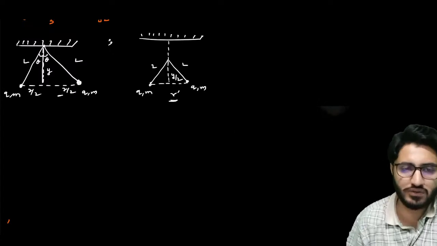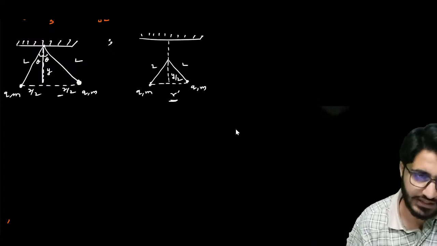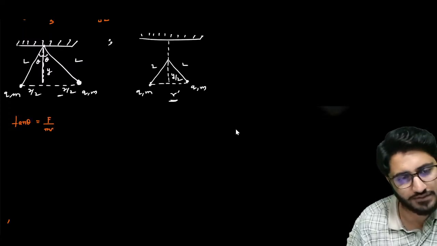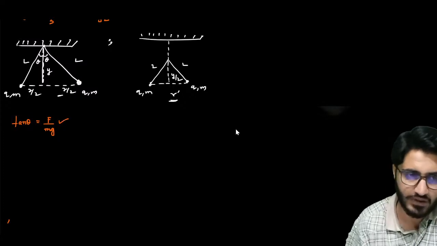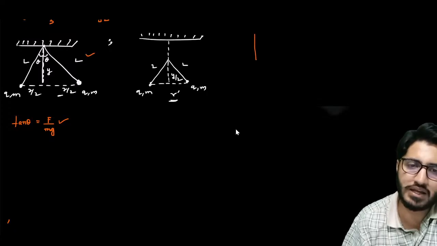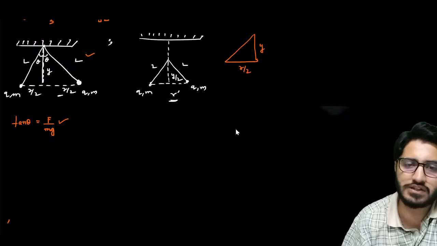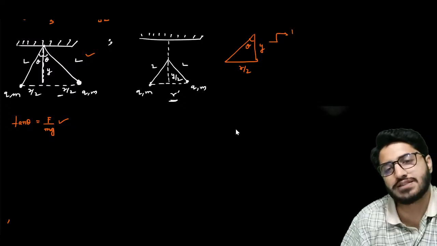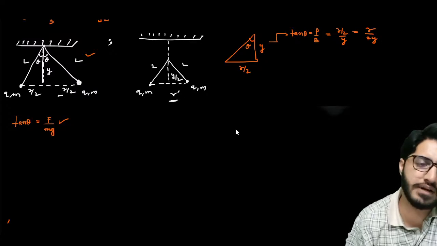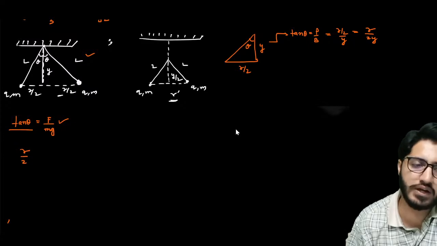So how can we get it? Very simple numerical. Look, do you know what is tan theta? Yes, sir, tan theta we know. Tan theta is equal to F divided by mg. Very famous formula. So from this particular figure, can I make a figure like this? This one is y, this one is r by 2, this one is theta. So from this figure, what is tan theta? P by B, I guess. Perpendicular is r by 2, base is y. So is it equal to r by 2y?